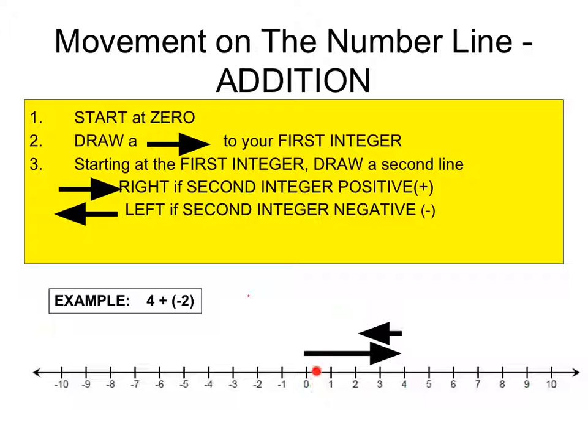We start our first line at 0 on the number line, and we move out to +4. Starting at the +4 for our second integer, it's a -2. Because the second integer is negative, we're going to move our arrow to the left 2 places. We end up at +2. So 4 plus -2 is equal to a +2.